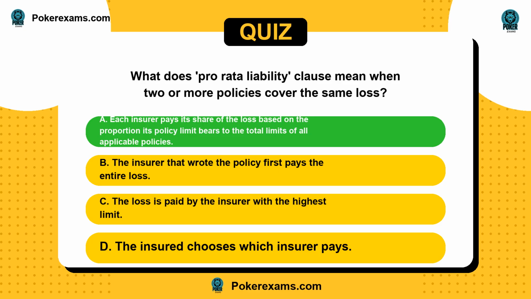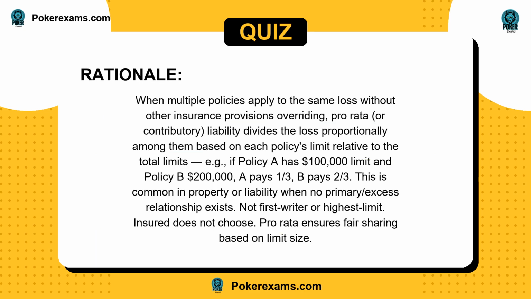The answer is A. When multiple policies apply to the same loss without other insurance provisions overriding, pro rata, or contributory, liability divides the loss proportionally among them based on each policy's limit relative to the total limits, e.g., if policy A has a $100,000 limit and policy B $200,000, A pays 1/3, B pays 2/3. This is common in property or liability when no primary/excess relationship exists, not first writer or highest limit. The insured does not choose. Pro rata ensures fair sharing based on limit size.